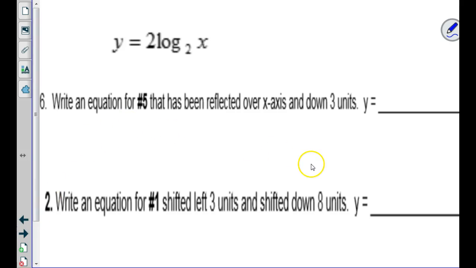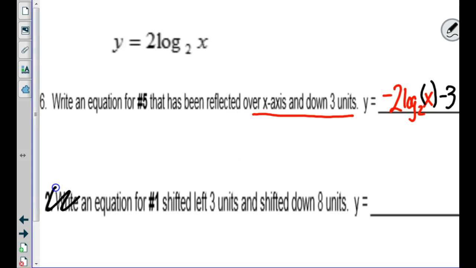Number 6 says, what would you do to this to reflect it over the x-axis and down 3? Okay, so you put a negative on the 2 and down 3. Okay, on the whole thing, a minus 3. So I'm thinking you should put a parenthesis here to show it's not on the x, okay?